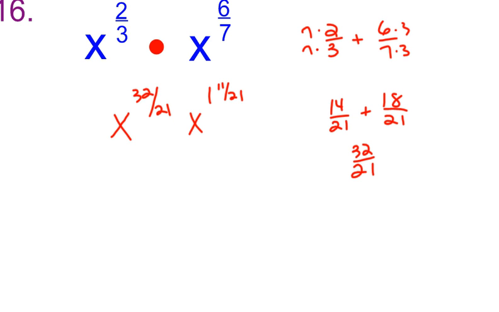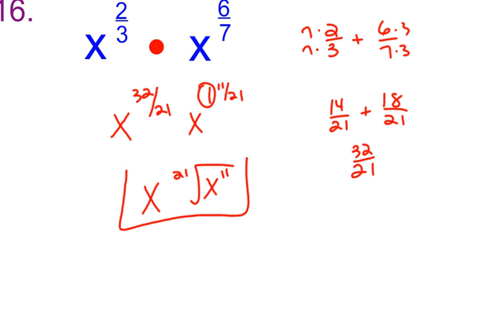And when I move that into radical form, I'd have x, because of this 1, and then the 21st root of x to the 11th. And there's my final answer.